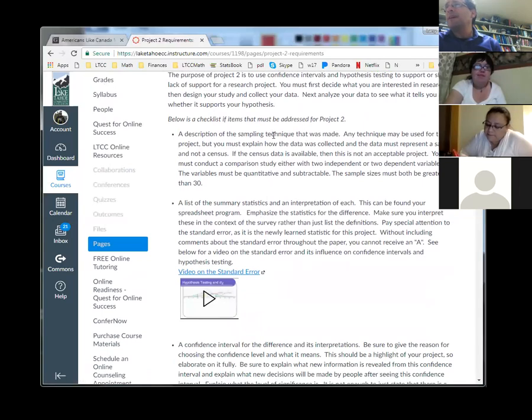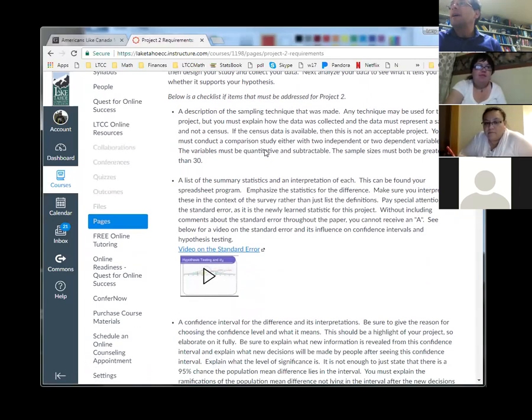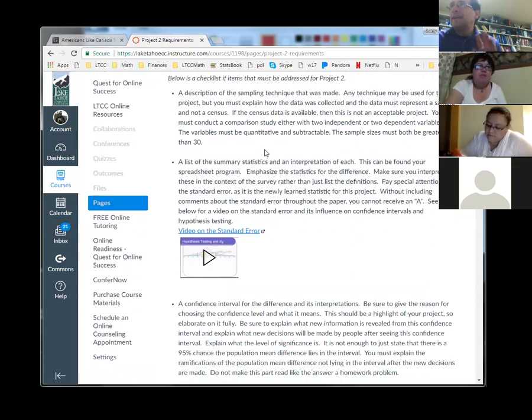So you have to tell me the sampling technique. Again, you could use convenience sampling, that's fine. Whatever you want to do that way. The variables must be quantitative and subtractable. In other words, if you're going to ask 2 survey questions, don't ask how tall are you and how much do you weigh? Because it doesn't make any sense to say people are taller than they are heavy. Does that make sense? So make sure that when you're asking 2 questions, or taking 2 sets of data, that they're comparable. If you can't compare them, it's not a good project. Does that make sense?